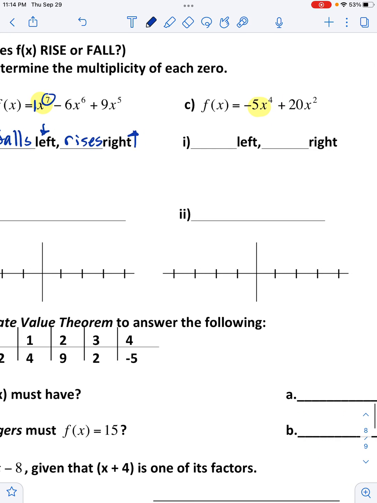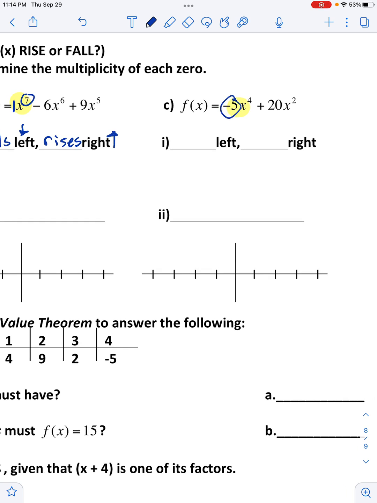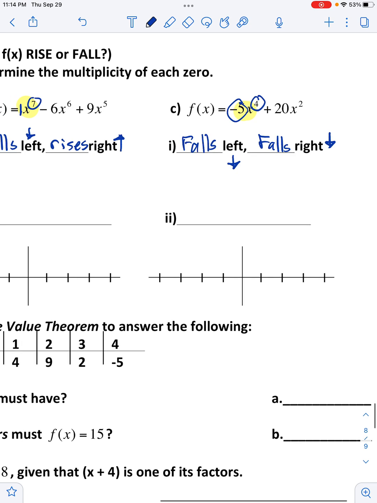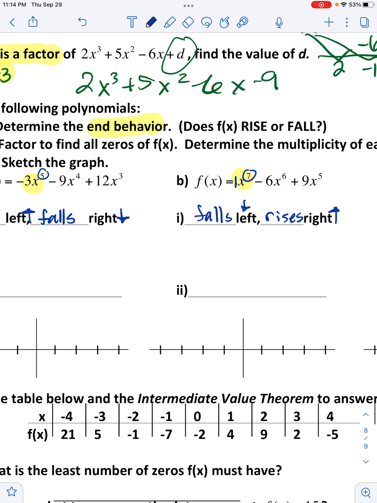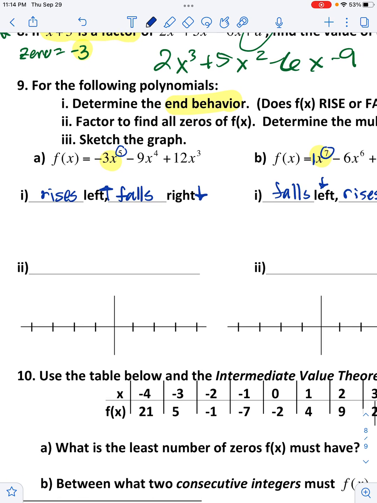And here I have a negative leading coefficient, so the right end is going to fall. And this is even, so they're going to do the same thing like they would in a parabola. And so that means the left end is going to fall also. All right, so then does it rise or fall? Okay, we already figured that out. Factor to find all the zeros.